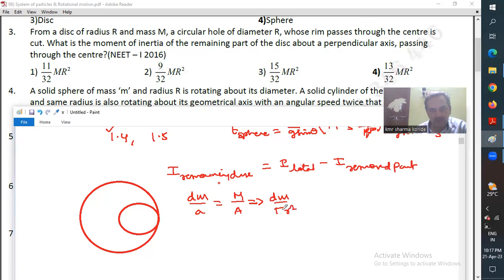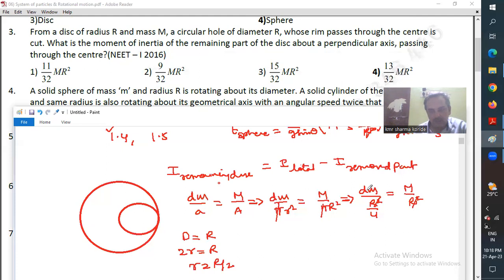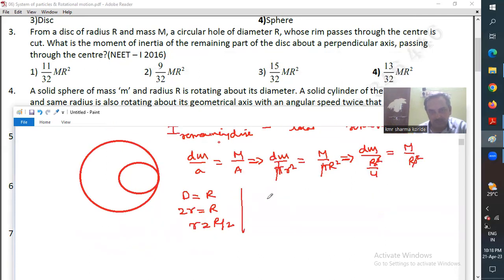So let us write this is pi R square. The removed portion has diameter R, so diameter R means 2r is equal to R. So therefore this is equal to m by pi R square. This is the area. Then let us concentrate on dm. So pi and pi get cancelled. r is R by 2, so r square will be R square by 4, is equal to m by R square. R square and R square get cancelled. So the mass of the removed portion dm is equal to m by 4.